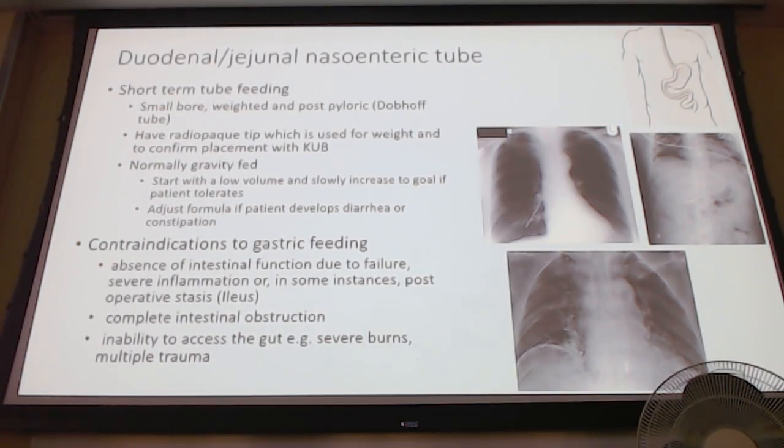Okay? We have duodenal and jejunal, wow, nasoenteric tubes. Okay? These are tubes that normally are Dobhoff tubes. Okay, they're very thin, they're flexible.